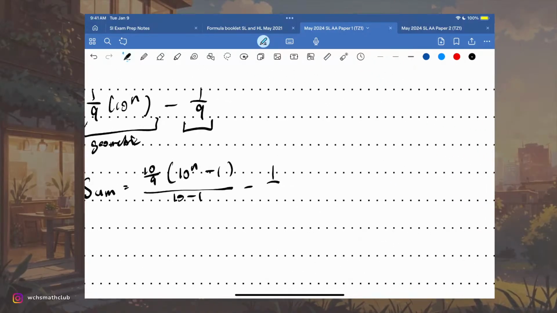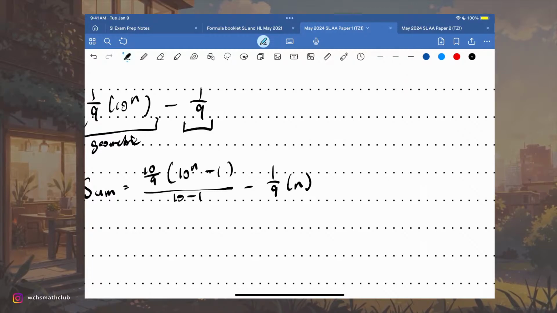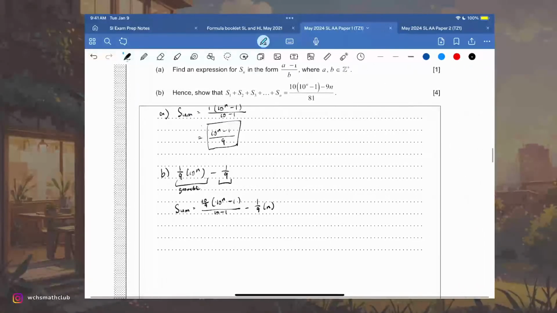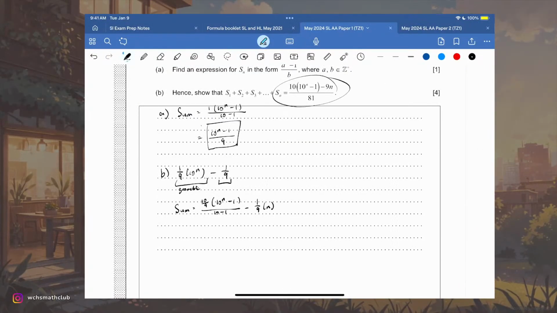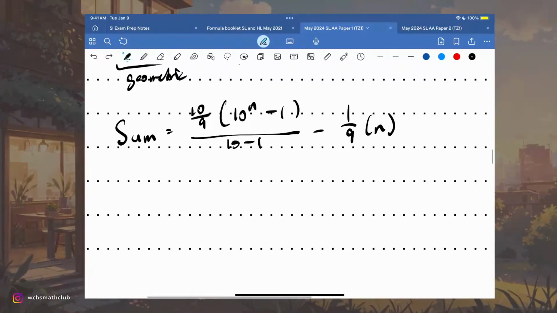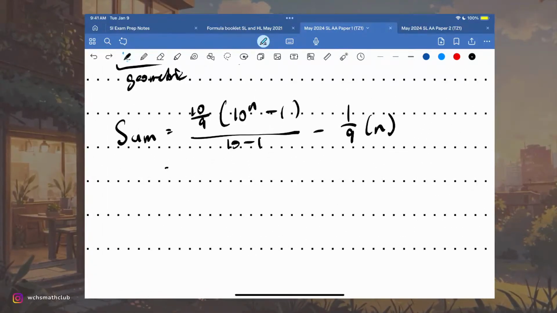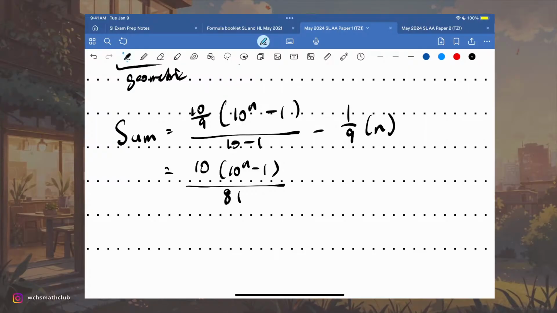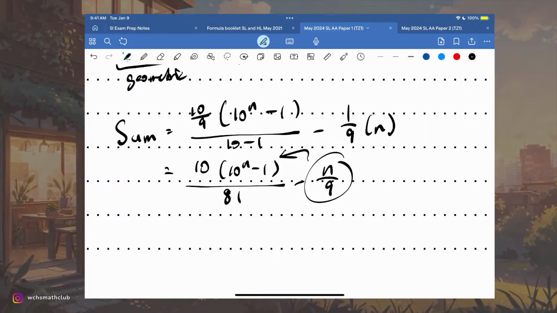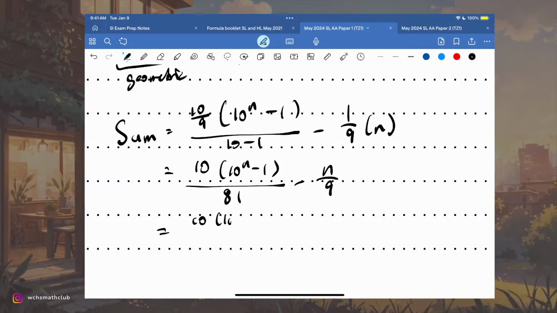So we just do 1 over 9 times n, because that's the amount of times you're essentially adding that negative 1 over 9 term. And then now you just want to put it all under this fraction, so it looks something like this. So we can bring this over 9 to the bottom. So we get 10 times 10 to the n minus 1 over 81, and then we have n over 9 here. Now we just want to bring this chunk into the left fraction. So then this would all be equal to 10 times 10^n minus 1 minus 9n over 81. And that's our final solution.